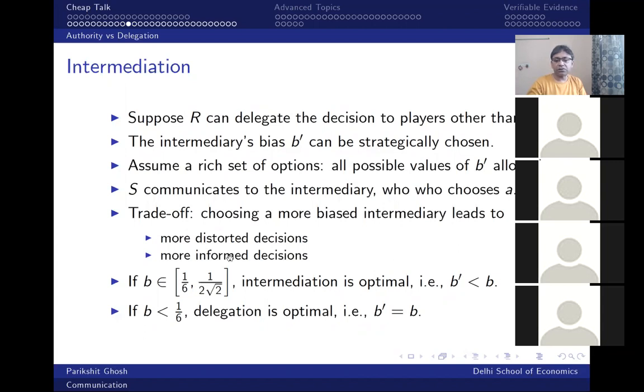So I will not show you the details of the math here. I'll just tell you the result. What Dessein showed in his paper is that in the uniform quadratic version, there's a range of values of B where the optimal choice of B prime, the optimal choice of who will make the decision, is strictly interior. B prime is strictly less than B, but strictly greater than 0. So you indeed want a genuine third-party option in these cases. Questions?